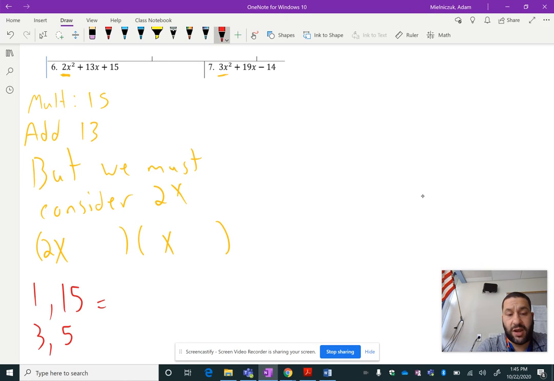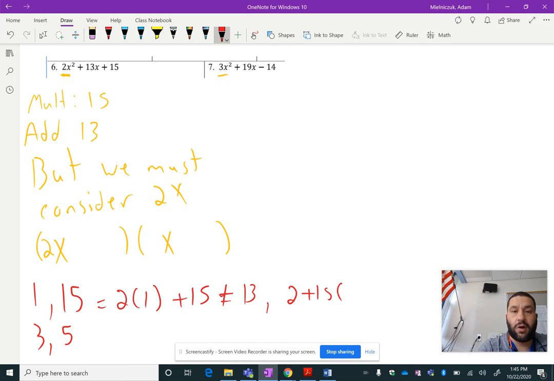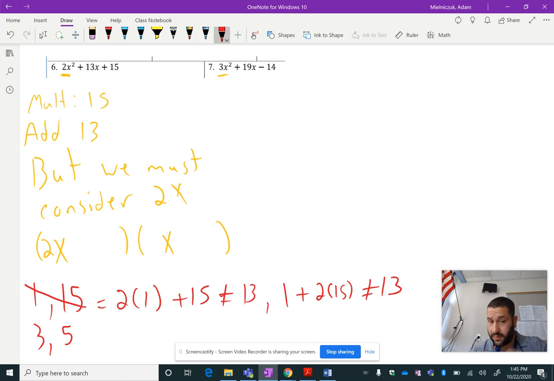If we take a look at the first one, I could do 2 times 1 plus 15, but that does not equal 13. So it's not that. I could do 2 plus 15 times, I'm sorry, I did that wrong. The second one, I could do 1 plus 2 times 15, but again, that does not equal 13. So that eliminates 1 and 15 as my choices.